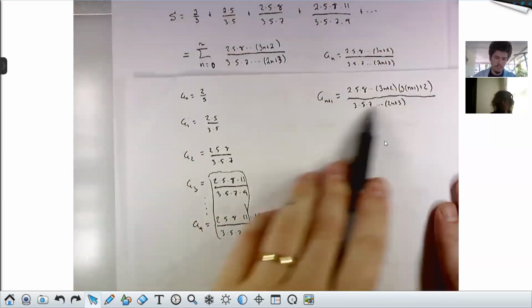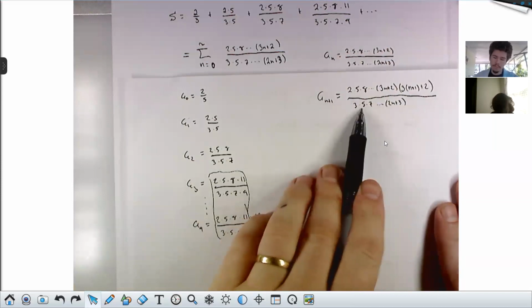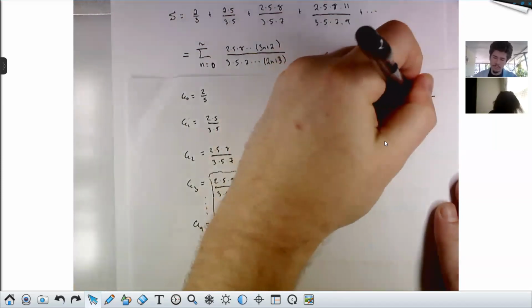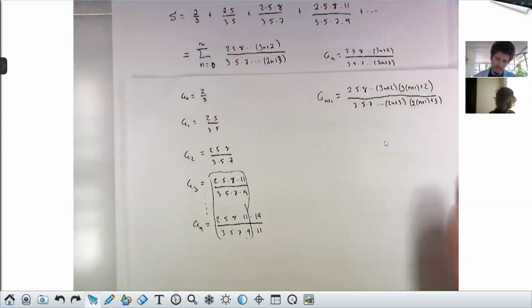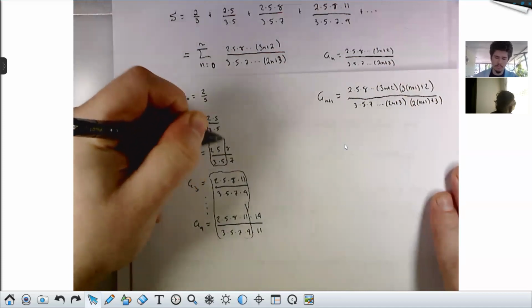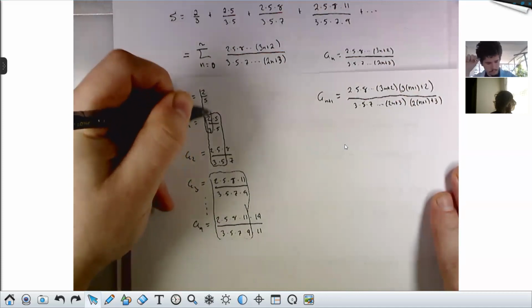This would be the downstairs of a_n. So the downstairs of a_{n+1} should have the same pattern, just going one term further. So it would be 2 times (n plus 1) plus 3. And that's where that's coming from. You see the same thing going on here, right? Comparing A1 to A2 and comparing A2 to A1.